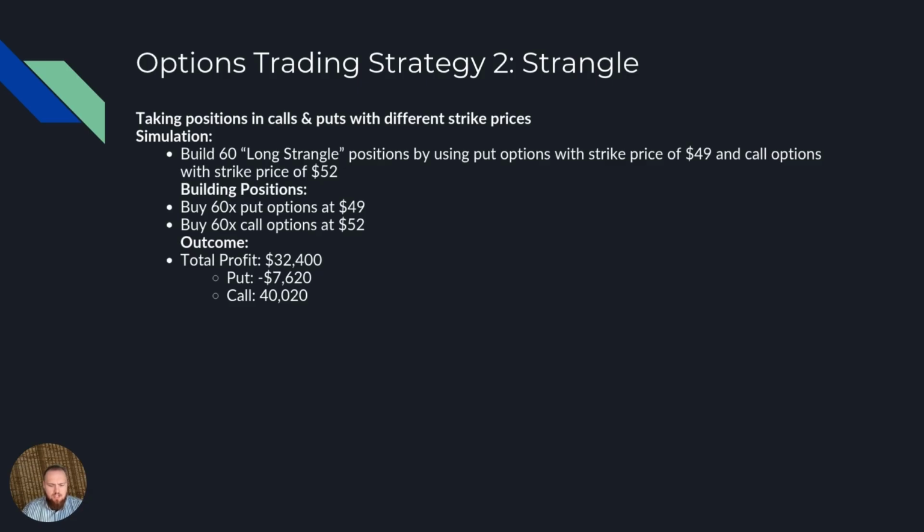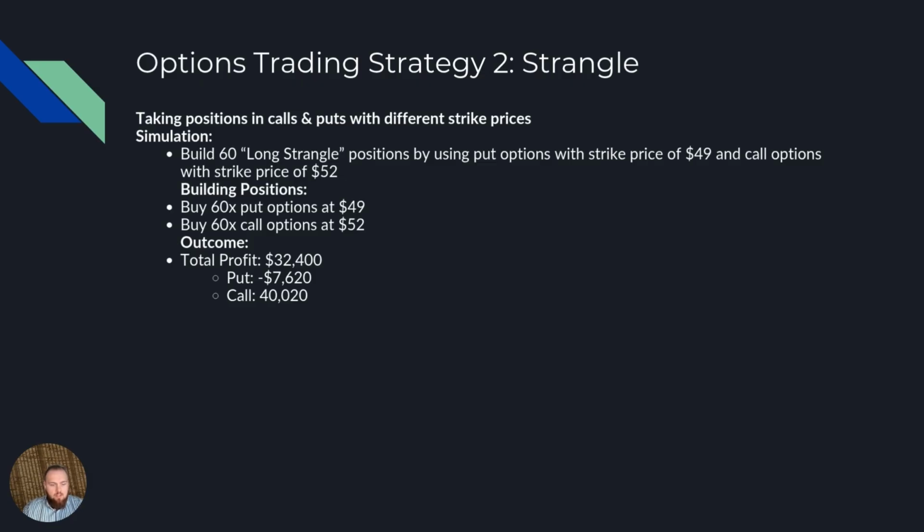the strangle strategy takes positions in calls and puts, both with different strike prices. So with this particular simulation, we needed to build 60 long strangle positions, using put options at a $49 strike price and call options at a $52 strike price. We bought 60 put options at $49 and 60 call options at $52 to construct these positions.